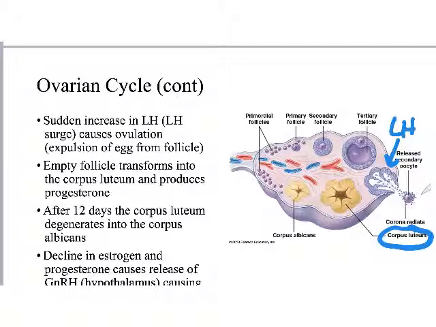Now, if 12 days go by and no embryo is formed, then that corpus luteum will become a corpus albicans, which is basically an inactive corpus luteum. Eventually, it gets reabsorbed and retransformed into ovarian tissue.